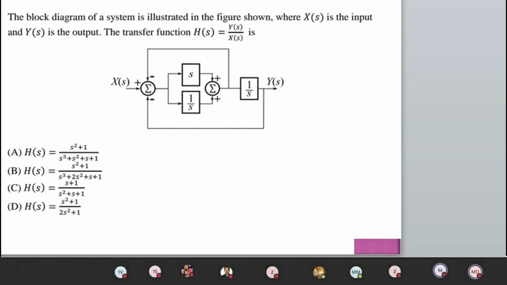Now, the block diagram of a system is illustrated where x of s is the input and y of s is the output. The transfer function is given by. Okay, so now you can notice you have one integrator and one differentiator because s is a differentiator and 1 by s is an integrator. And see the arrow mark, both are in forward direction and they are in parallel.